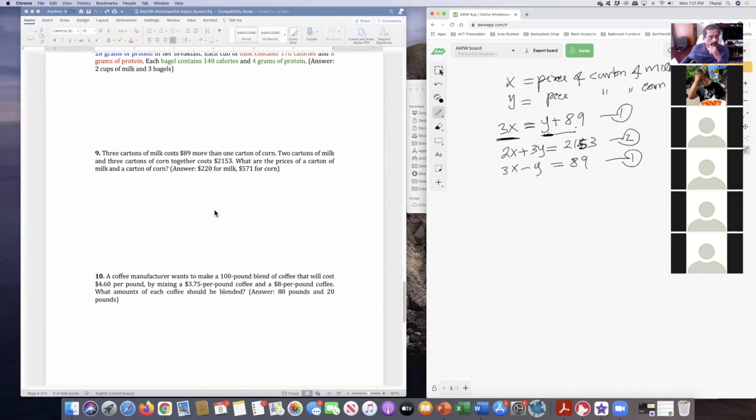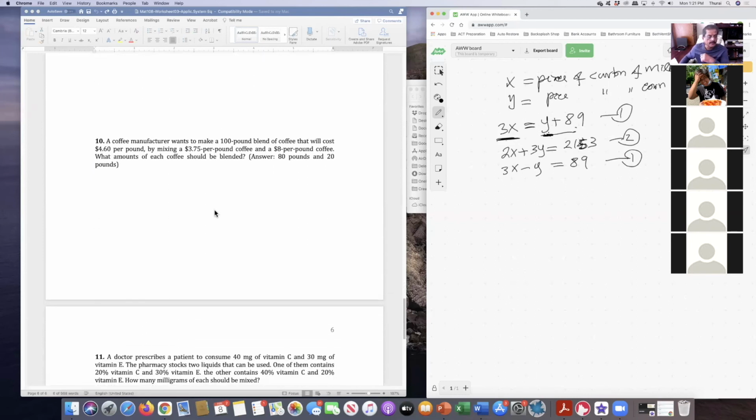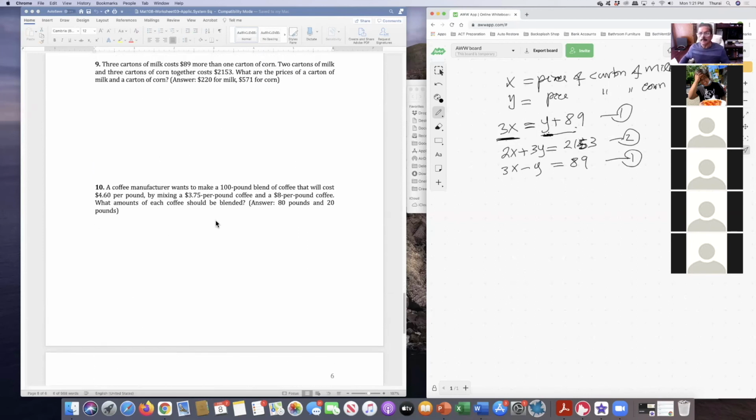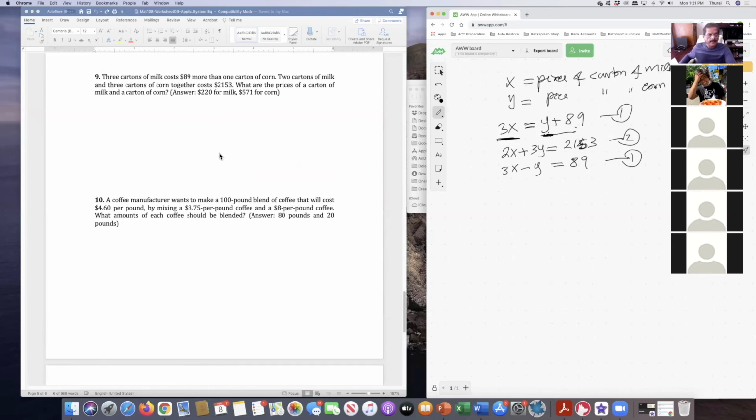Okay, so let's do number 10. A coffee manufacturer wants to make a 100-pound blend of coffee. Now we have done different kinds of problems already. These are additional questions now. This one is similar to an earlier problem. The coffee manufacturer wants to make a 100-pound blend of coffee that will cost $4.60 per pound. So the blend should sell at $4.60.